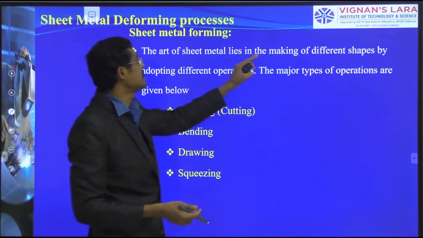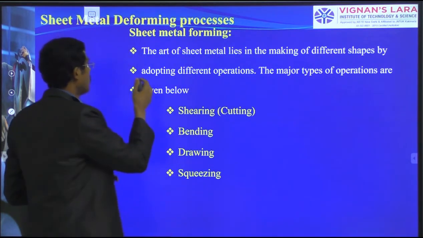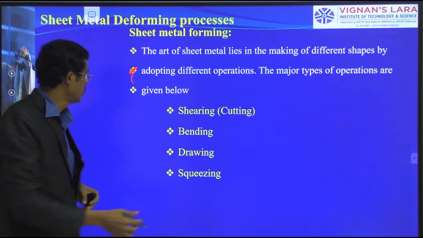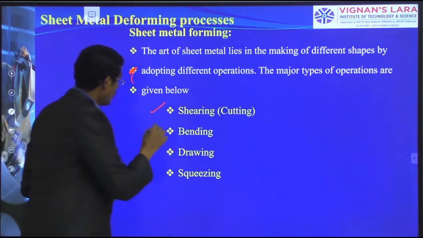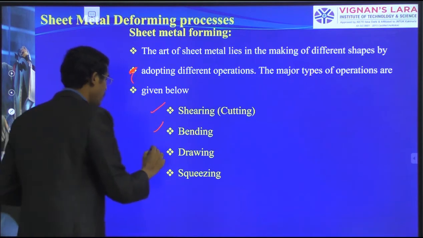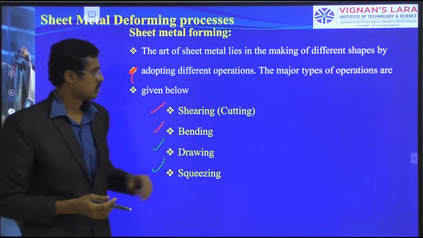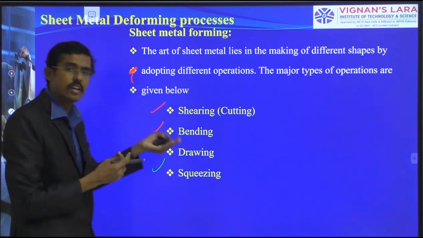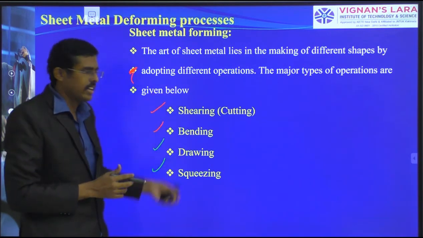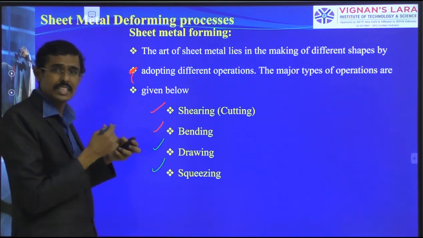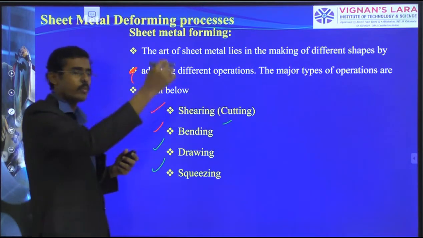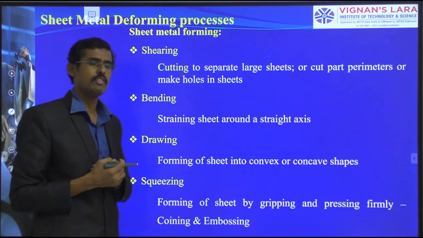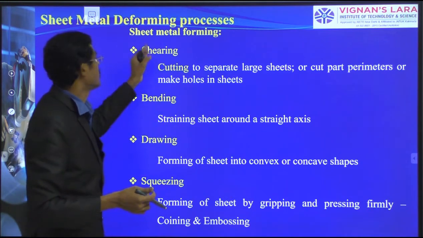The art of sheet metal lies in making different shapes by adopting different operations. The major types of operations are divided: shearing, bending, drawing, and squeezing operations. Shearing is a cutting operation. Bending is converting shape. Similarly drawing also, similarly squeezing also. So I am dividing into such categories one by one. We will subdivide shearing, we will subdivide bending, and we will see. So some definitions before going to the various types. Shearing.